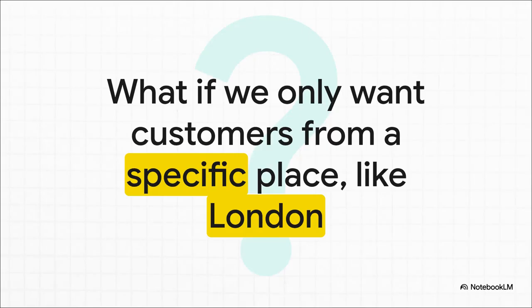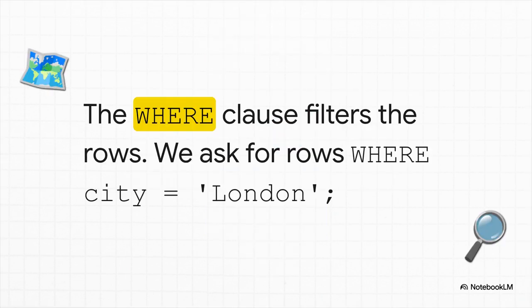Let's make our request a little more specific. Imagine our marketing team is planning a local event in London. They don't need a list of every customer on the planet. They only want to see the ones who live in London. To do this, we add a new piece to our query, the where clause. Think of where as your filter.